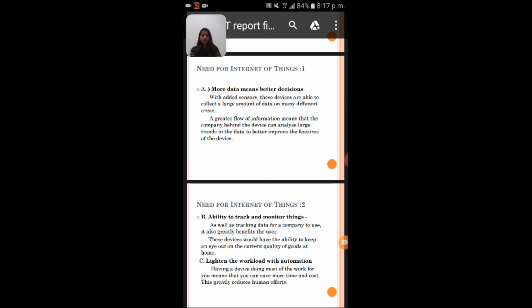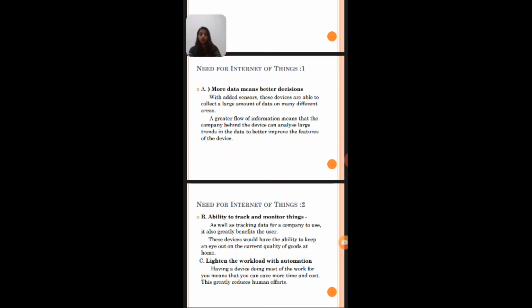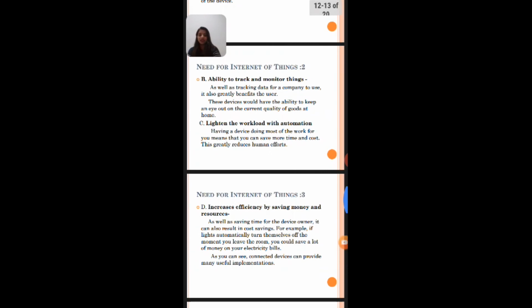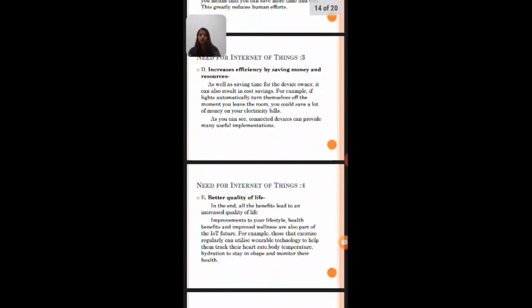Internet of Things is a rapidly growing technology which aims to connect all devices to the existing internet infrastructure. Today I am going to explain the 4 needs for Internet of Things. First is more data means better decisions. Second is ability to track and monitor things. Third is increased efficiency by saving money and resources. And the fourth is better quality of life.